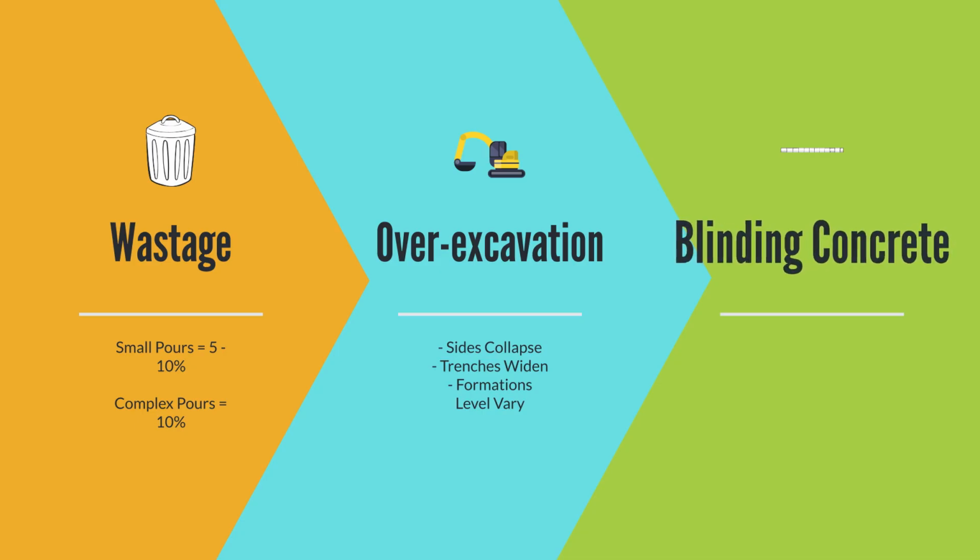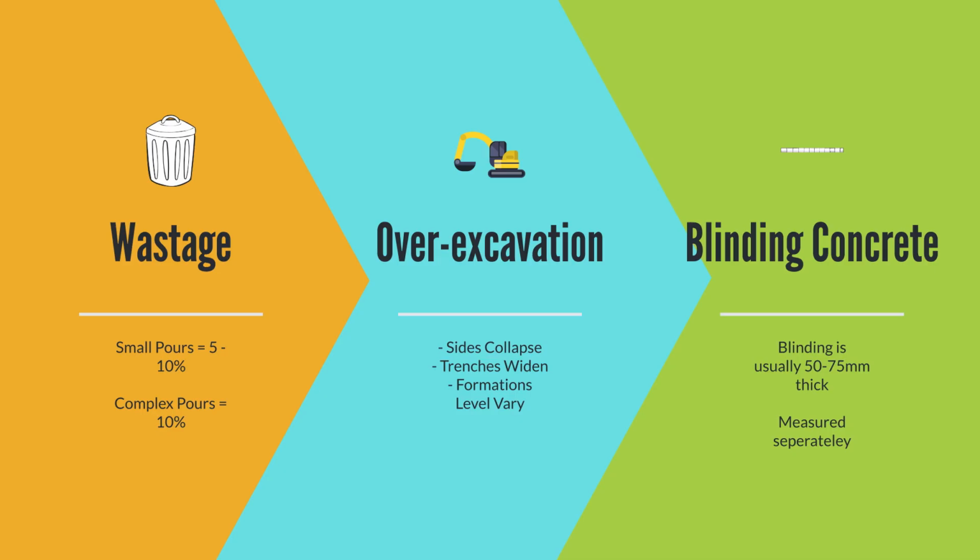Thirdly, we look at blinding concrete. Blinding concrete is a thin layer of low-strength concrete laid at the bottom of foundations to provide a clean, level surface and prevent the structural concrete from being contaminated by the ground. Blinding is usually 50 to 75 mil thick, and it usually is measured separately. Don't accidentally include it in structural concrete quantities.